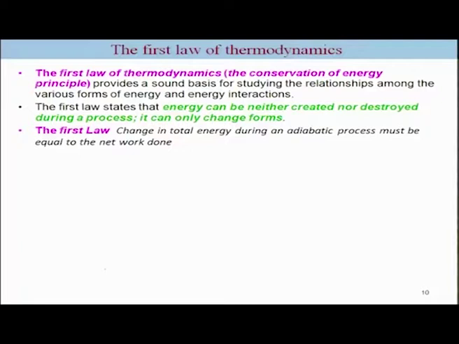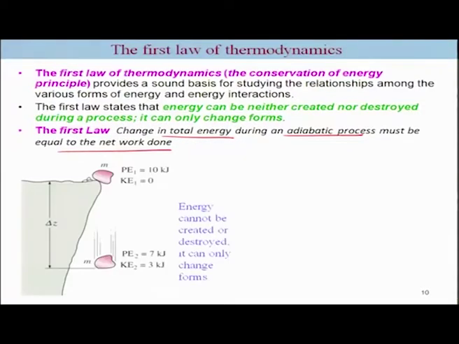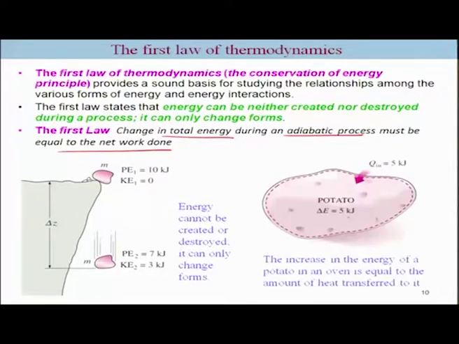The first law of thermodynamics states that energy can be neither created nor destroyed during a process. It can change only its form. In other words, the first law says that the change in the total energy during an adiabatic process must be equal to the net work done, because adiabatic means there is no heat supplied. So if there is a change in the system and no heat supplied, it will be associated with the work. Okay. So, this is an example of the first law representation.